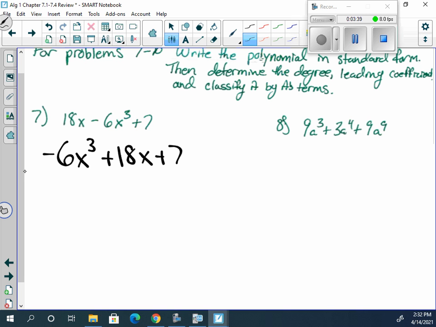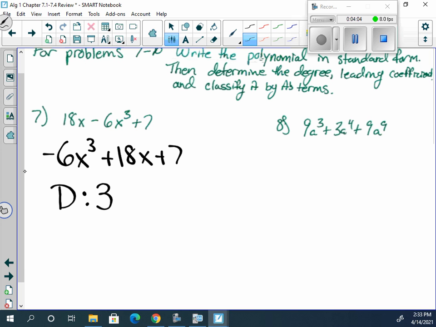So we have this here. So we went from the term with the biggest exponent going down. And if there is a sign in front of one of the terms, if it's negative, it goes with it. Now the degree is going to be what? 3. Because when we have terms being added or subtracted, we're looking for the term with the biggest exponent. That would be the degree.